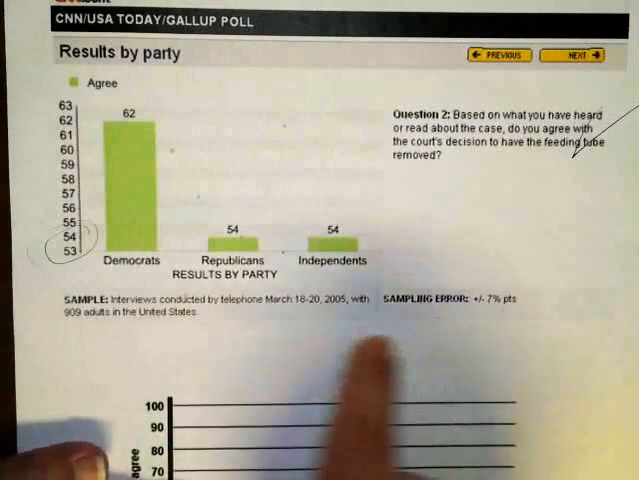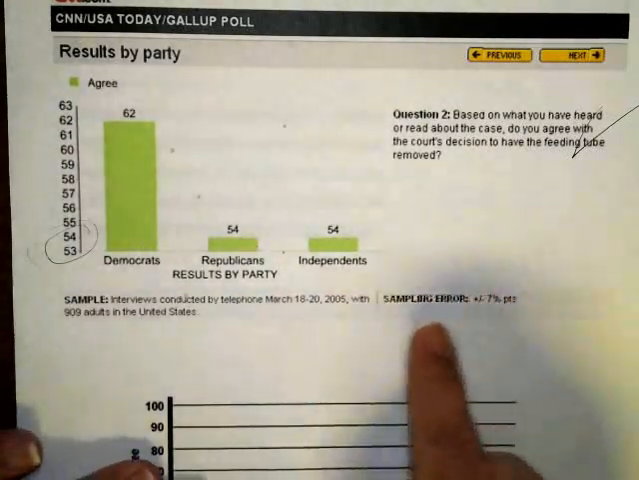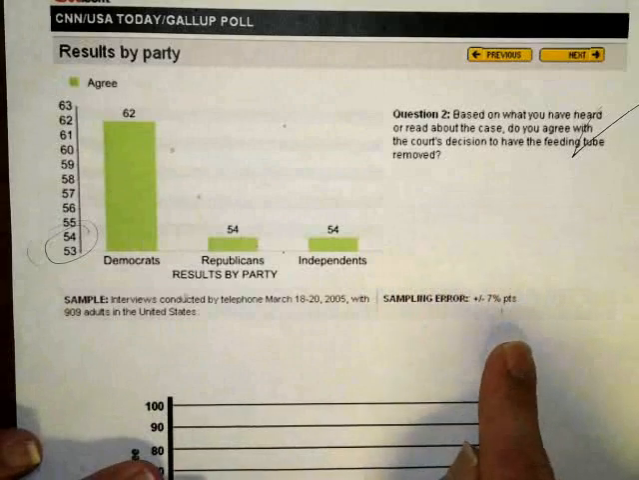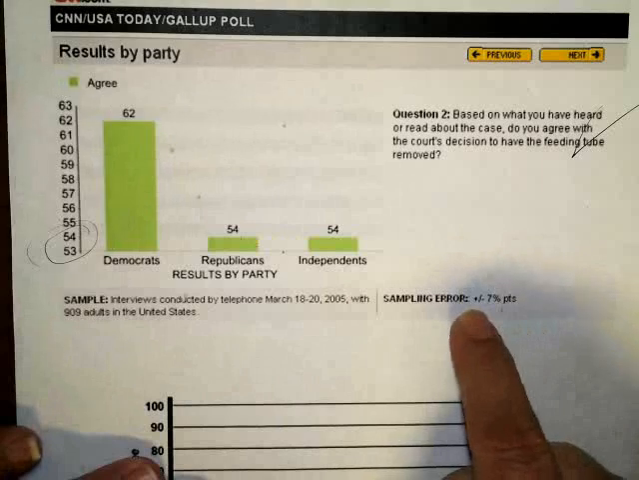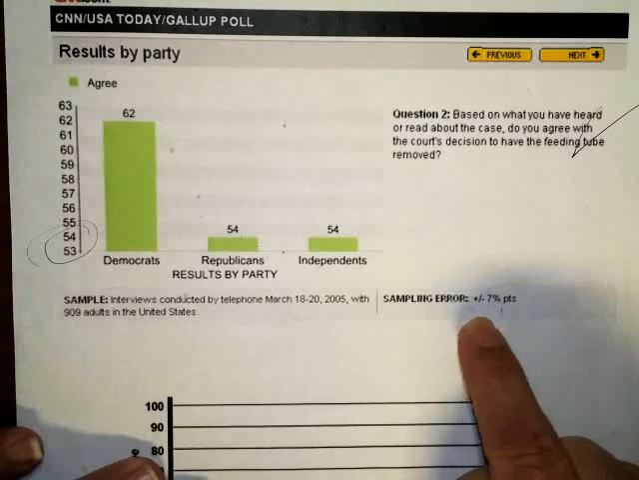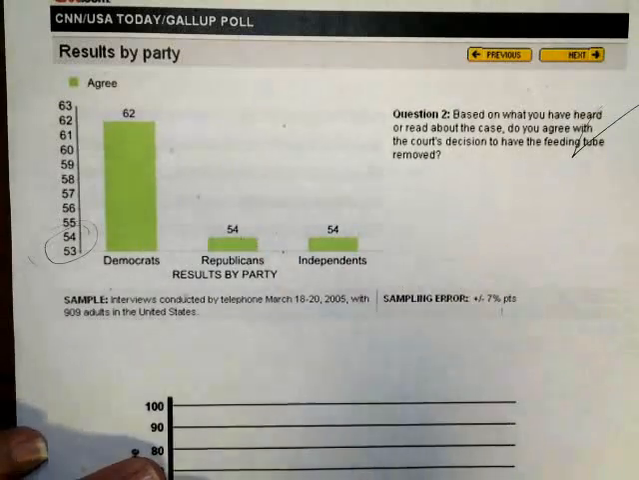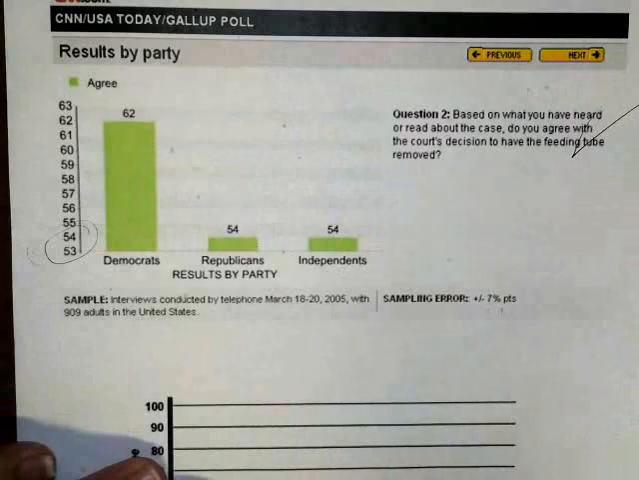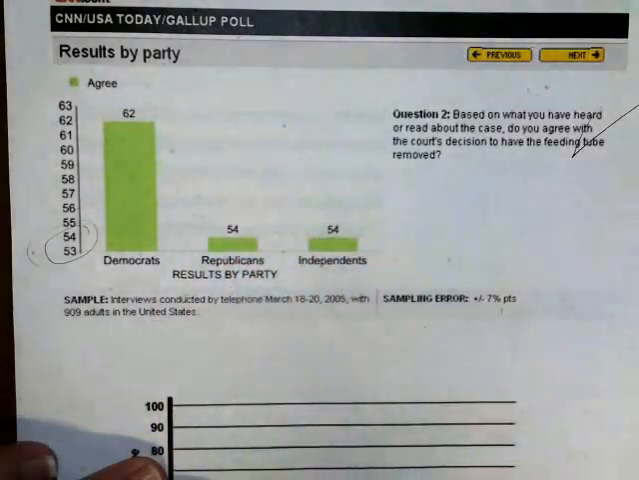And the really interesting thing to me about this graph is they actually tell you what the sampling error is for this particular poll. And the sampling error here, it says it's plus or minus 7 percentage points. So what that means is when you do a poll, it's not going to accurately reflect what the true percentage is for the entire population. Okay, there's going to be some sampling error.